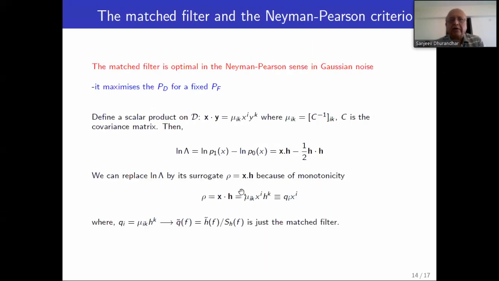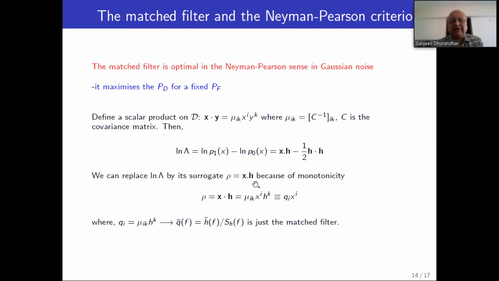So if you take P0 to be that, then log of P1(x) minus log of P0(x) would be just this, x dot h minus half h dot h. But h is just the signal, which is a constant. x is your random variable, x dot h. So log lambda has to be greater than some log lambda naught. These are all monotonic functions, so instead of using lambda, one can in fact use x dot h as your statistic. So we can replace log lambda by a surrogate rho equal to x dot h, but which is what?